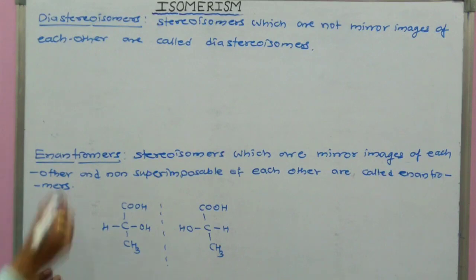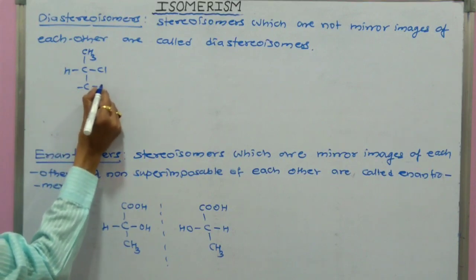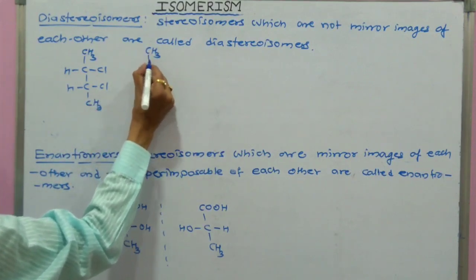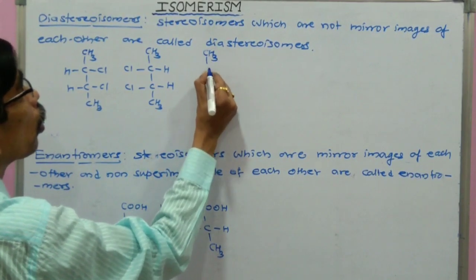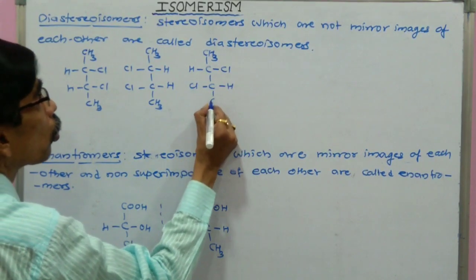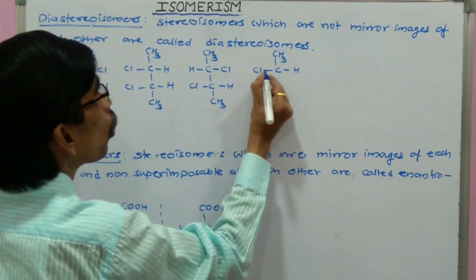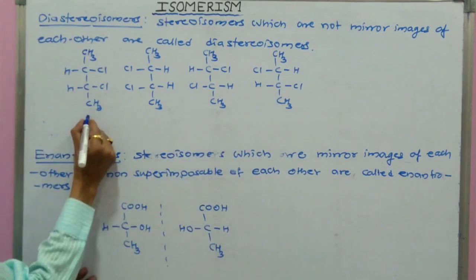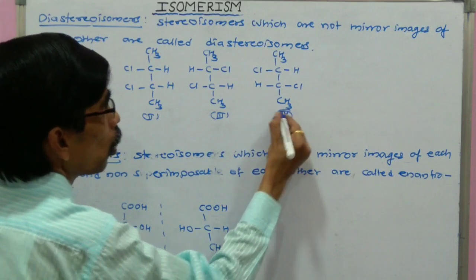For example, 2,3-dichlorobutane. Now the CH3, Cl, this Cl, and this CH3. Now the CH3, C, this C. Now in these four structures, first, second, third, and this is the fourth structure. There are four structures.